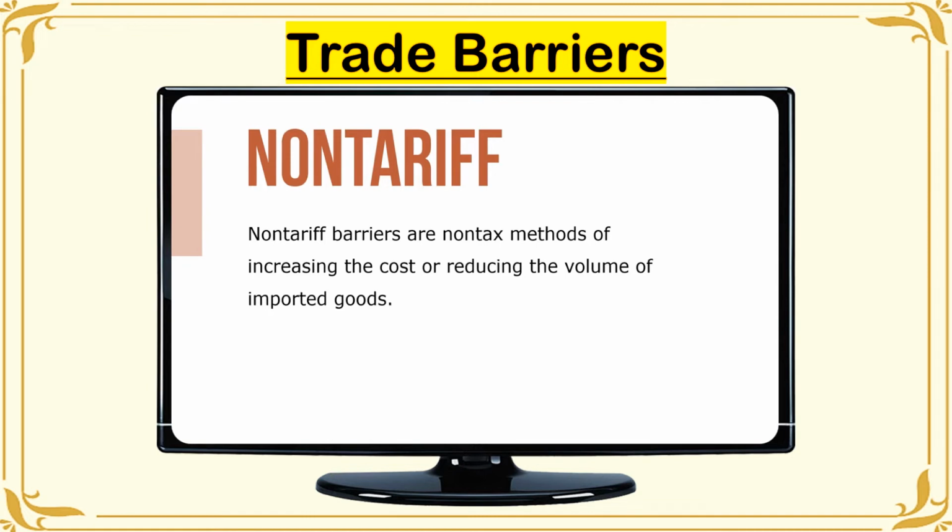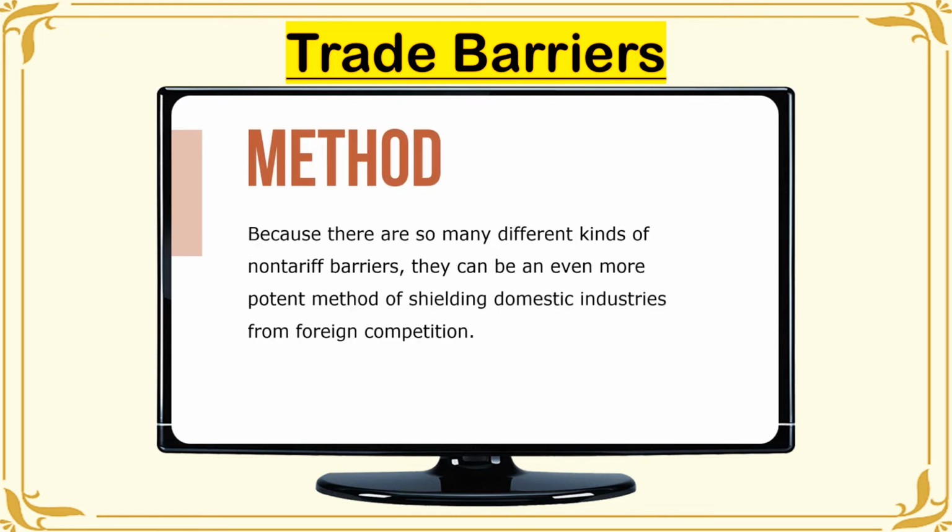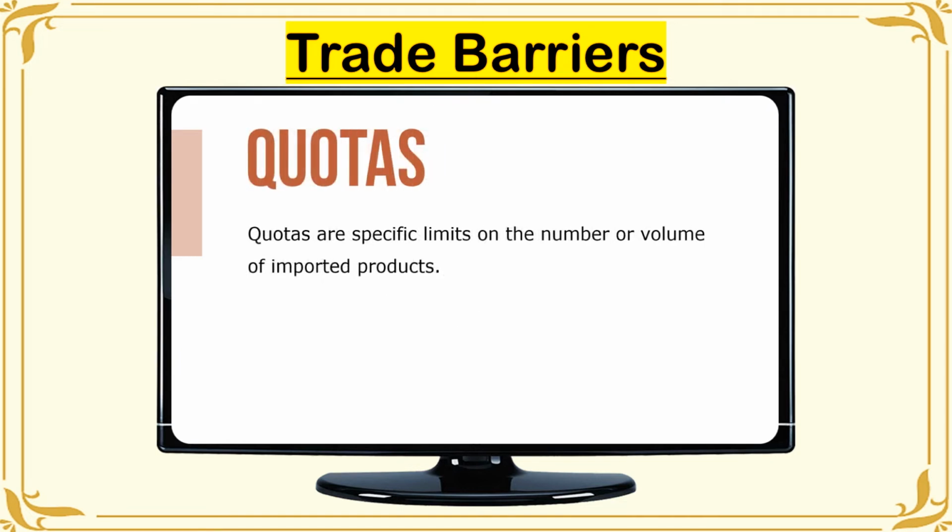Non-tariff barriers are non-tax methods of increasing the cost or reducing the volume of imported goods. There are 5 types of non-tariff barriers: quotas, voluntary export restraints, government import standards, government subsidies, and customs valuation and classification. Because there are so many different kinds of non-tariff barriers, they can be an even more potent method of shielding domestic industries from foreign competition. Quotas are specific limits on the number or volume of imported products.